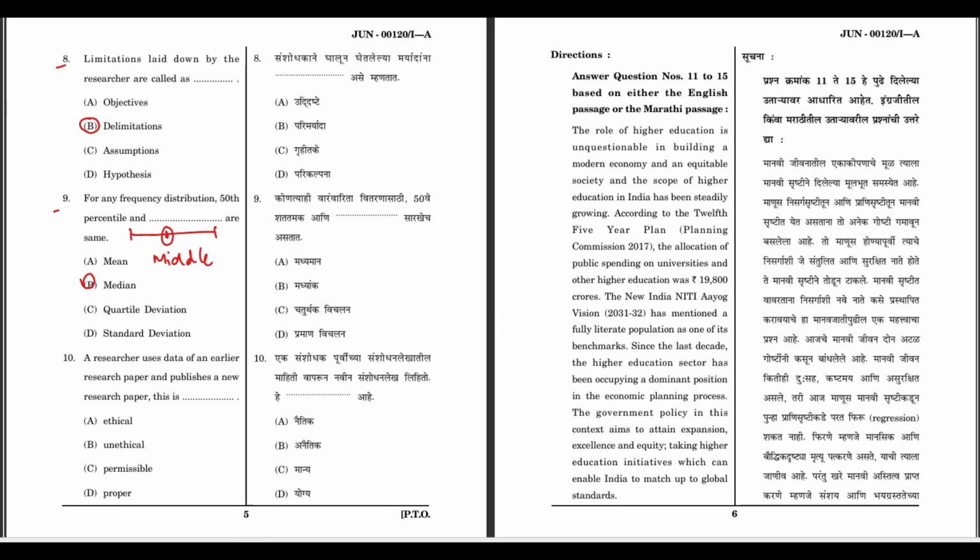Next, a researcher uses data of an earlier research paper and publishes a new research paper. This is ethical, unethical, permissible, or proper. Correct answer is B, unethical. Reusing data without permission or acknowledgement violates research ethics. So the correct answer is B. So questions 6 to 10 belong to research aptitude. Next, questions 11 to 15 are from reading comprehension.